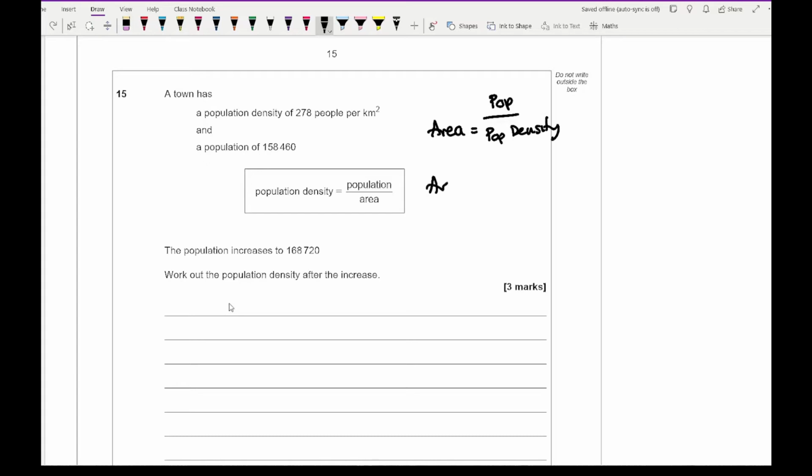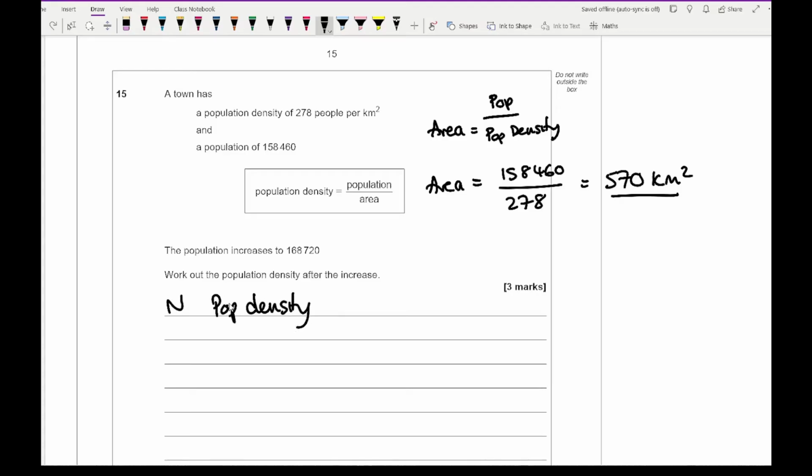So the area is going to equal 158460 over 278. And if I type that into my calculator, 158460 divided by 278 gives me an answer of 570 square kilometres. Now the area of the town is not going to change.